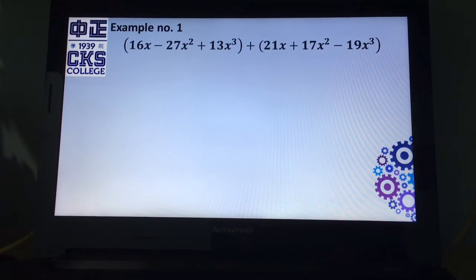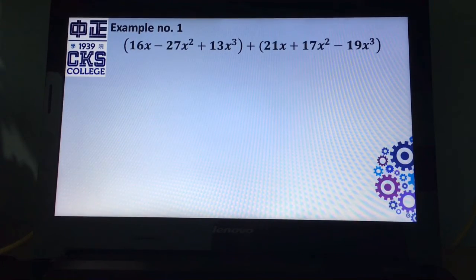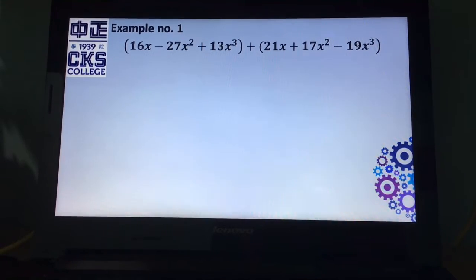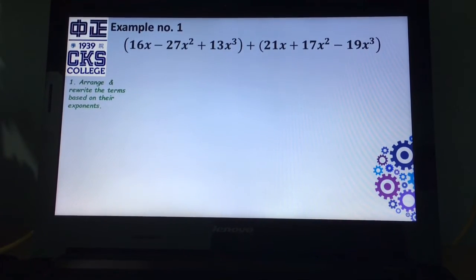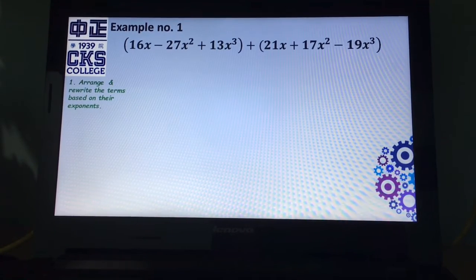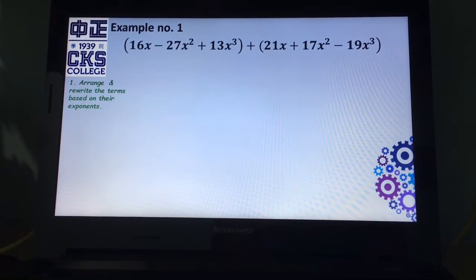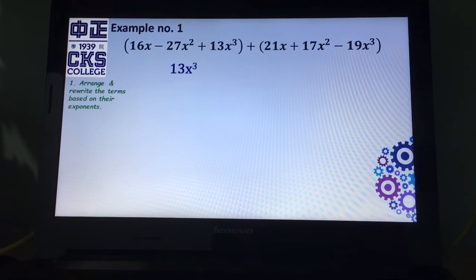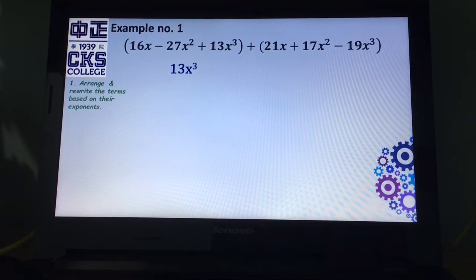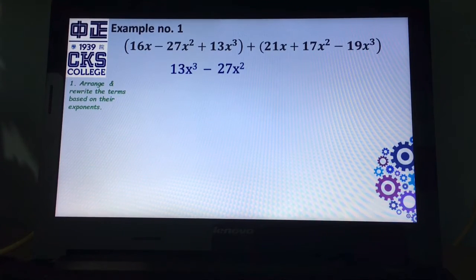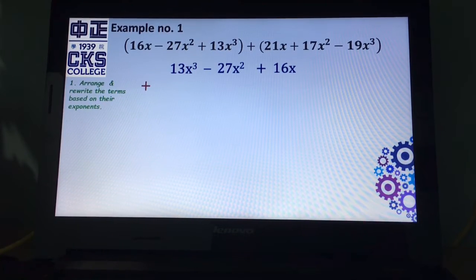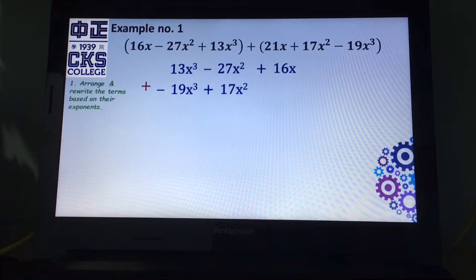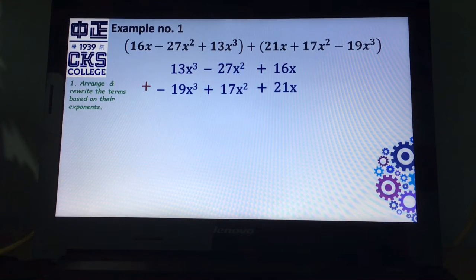Example number 1. So in here, we'll be adding 2 expressions. So what are the steps? Let us recall. Step number 1 is arrange and rewrite terms based on their exponents. So you look at the term with the highest exponent. So in this case, it's 13x cubed, followed by minus 27x squared, then plus 16x. The operation is addition. So plus negative 19x cubed plus 17x squared plus 21x.